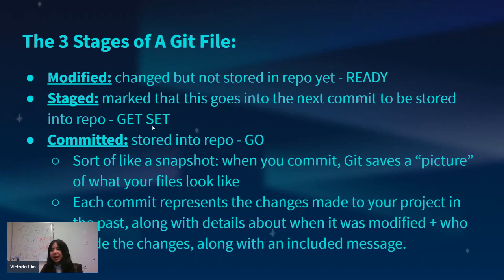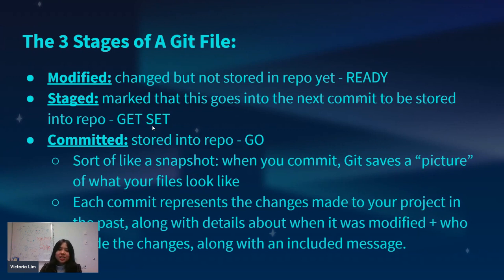Okay, so let's dive into the 3 stages of a Git file. I like to think of these 3 stages as kind of a ready, get set, go analogy. We first start with modified, which is where you have changed your file, but you haven't stored it in your repository yet. You've been coding and you've saved your file, but you haven't really done anything yet. That's your ready portion. Then we go into staging, which is essentially marking that whatever changes you've made go into the next commit to be stored in your repository. That's your get set, your prep phase.